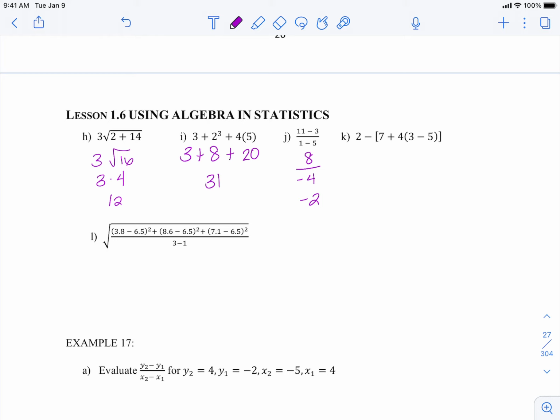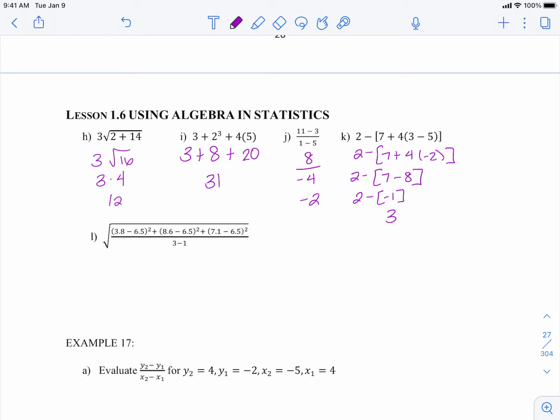Here's our next one. We have 2 minus. We're going to do the innermost parentheses first. So I have 7 plus 4 times 3 minus 5 is negative 2. Then 2 minus 7, and then 4 times negative 2 is going to give us negative 8. 7 minus 8 is going to give us negative 1. So I have 2 minus negative 1, which is 3.